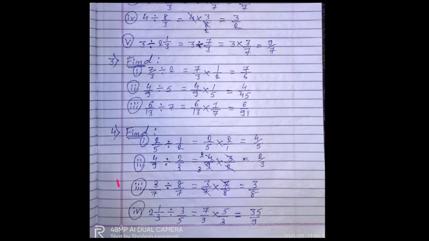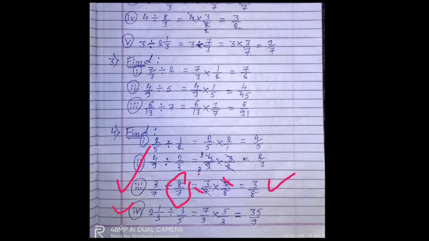So the same like that, third number question, 3 upon 7 divided by 8 upon 7. So first 3 upon 7 multiplied by 7 upon 8, the reciprocal of 8 upon 7. So here 7 and 7 are cut. Now the remaining 3 upon 8 is the answer.